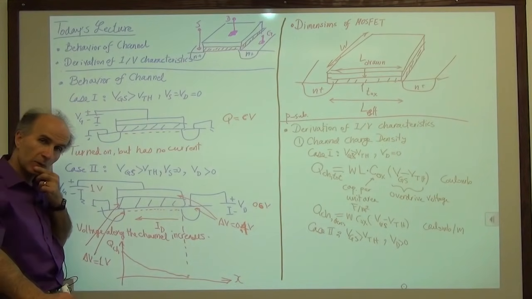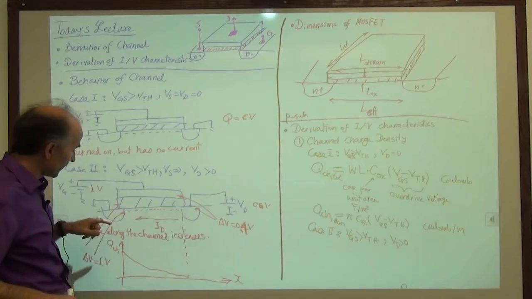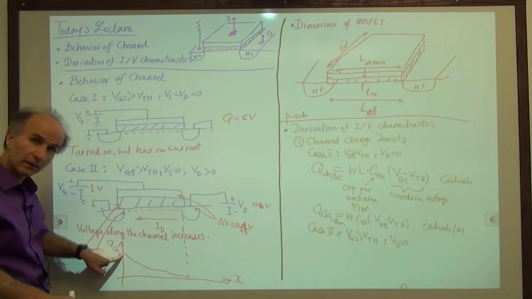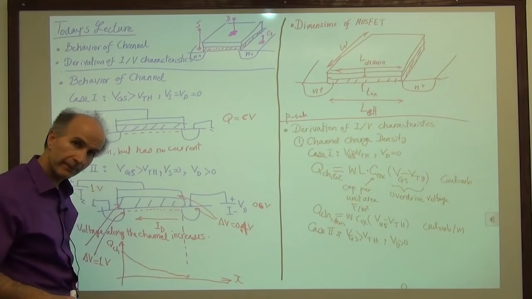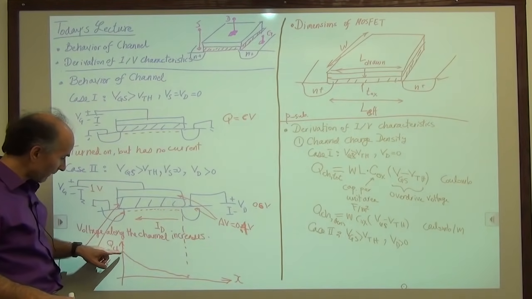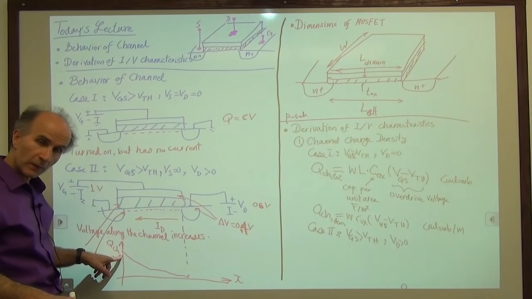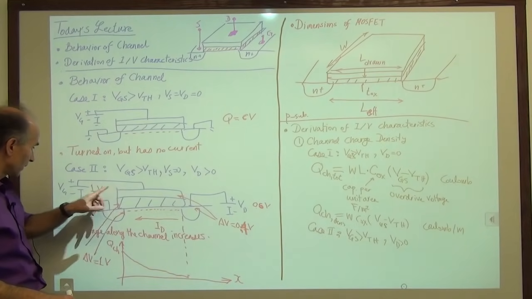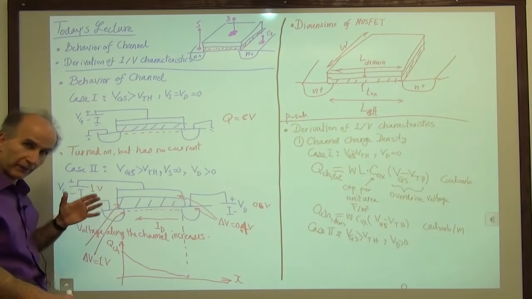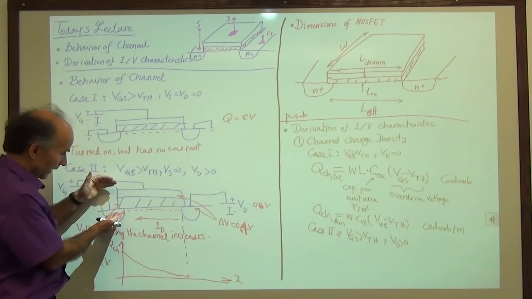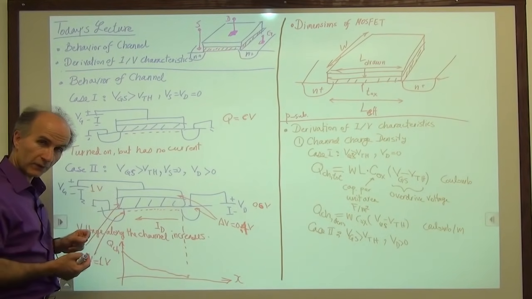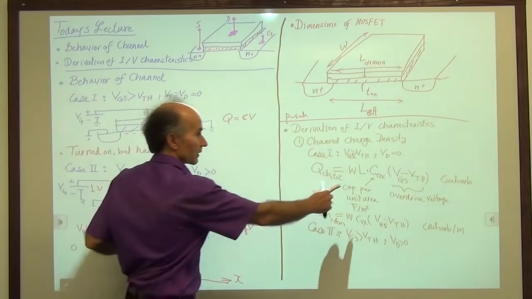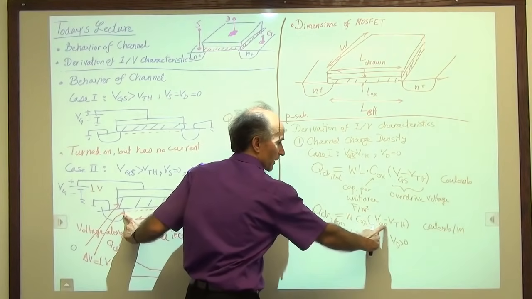Okay, so now the situation is a little more complicated because we see that the channel charge is some value here, and it keeps going down. Do I have a value right here? Yes, because at this point, the gate source voltage is equal to what we applied. We have the entire gate voltage appearing between the gate and the source. So right here, at x equals 0, we still have this equation: W Cox (VGS minus VTH).